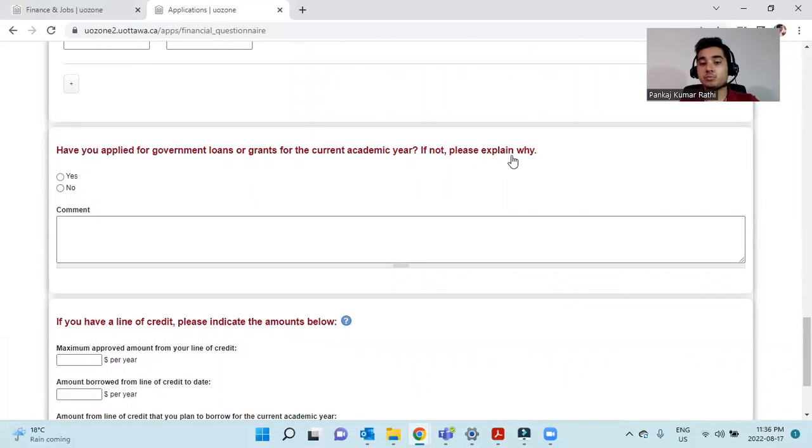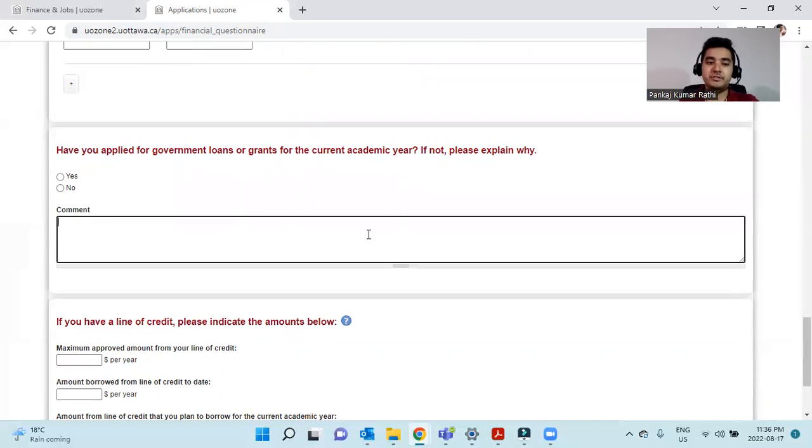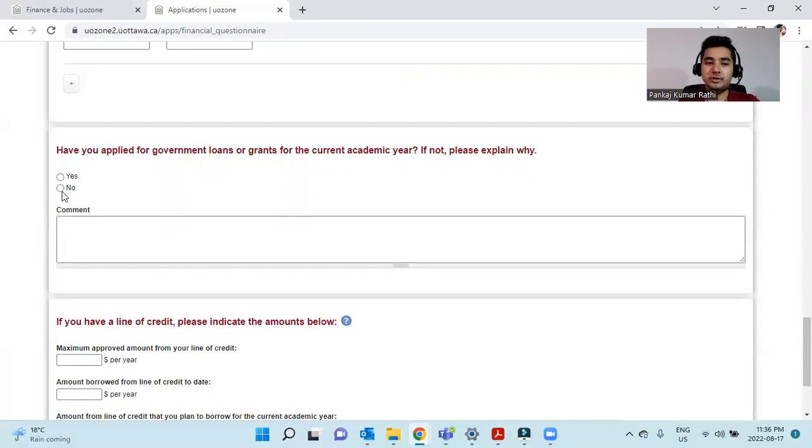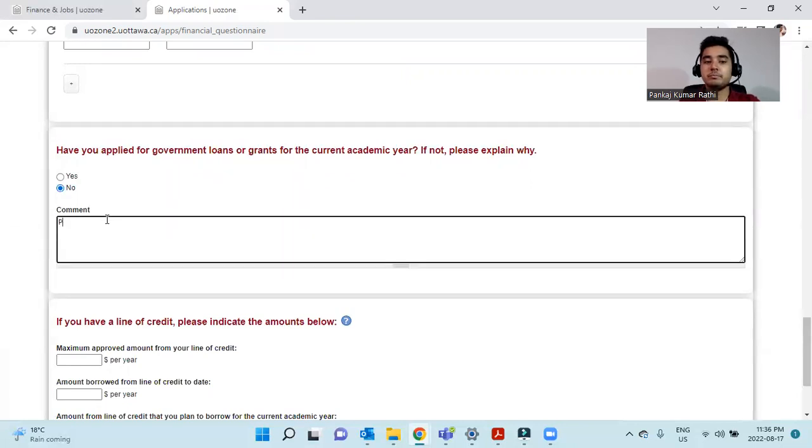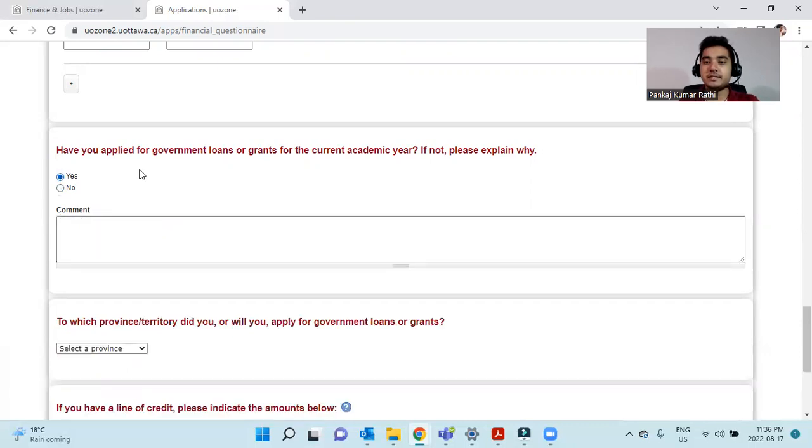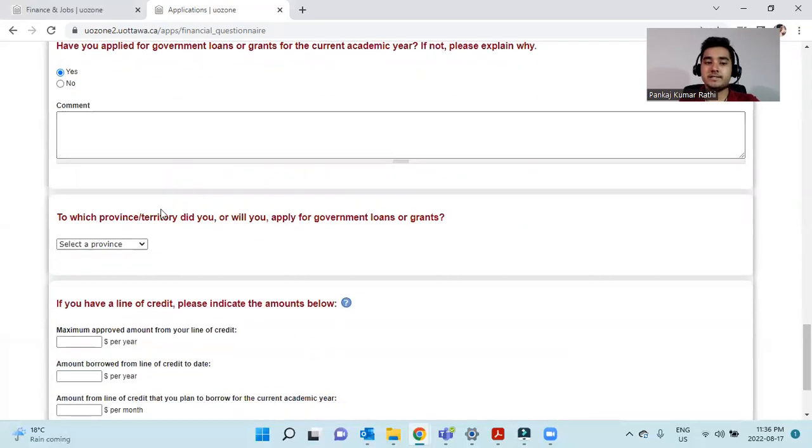Have you applied for government loans or grants for the academic year? If not, please explain why. So have you applied for the loan? If not, means you're a dependent student and your parents have paid your tuition fee. So you can mention no if you have not taken any loan, and you can mention that the tuition fees were paid by my parents. But if it is yes, that is you have taken the education loan, click the yes.